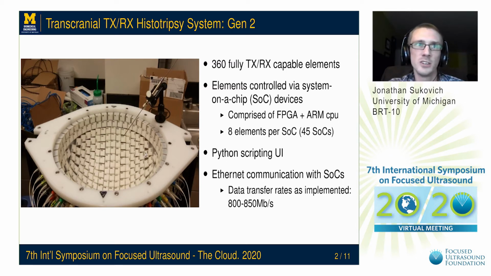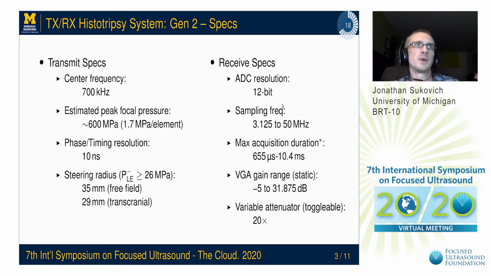And so what you see here is the next generation transcranial histotripsy system. It's got 360 fully transmit-receive capable array elements. The whole thing is controlled by a Python scripting UI that's pretty easy to use, and we can communicate with it using Ethernet. So we can transfer the data in real time to do the localization and mapping that we need to. Some specs about this system: it's got a 700 kilohertz center frequency.